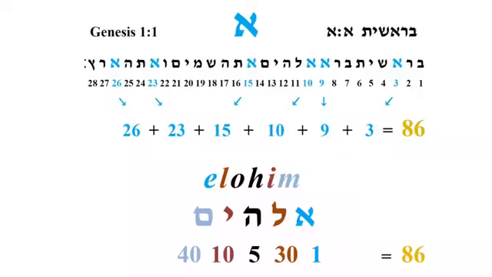This is not the gematrias. This is the where is it showing up in that verse. But if you add all those places together, it adds up to 86, which happens to be the same as Elohim.